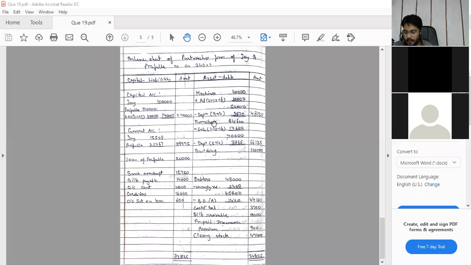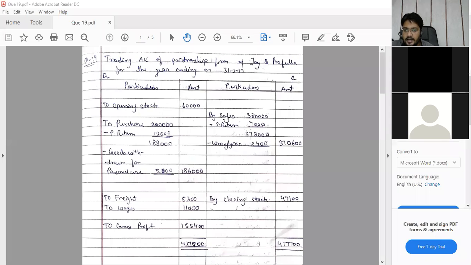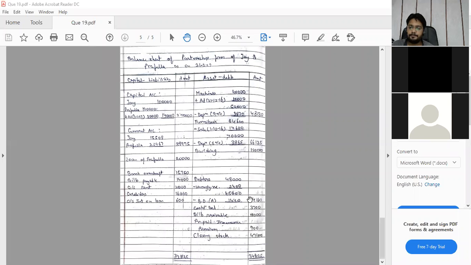First adjustment is about closing stock. We already calculated closing stock, and the amount of the closing stock is rupees 47,100. So give the first effect on trading account credit side, right here, by closing stock 47,100. Second effect on balance sheet asset side, closing stock 47,100.